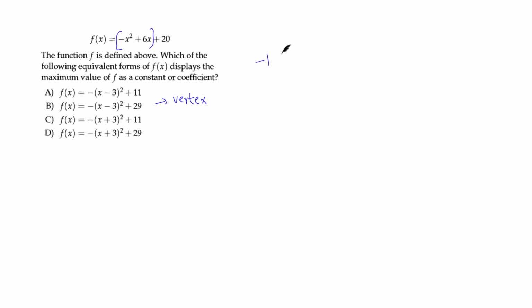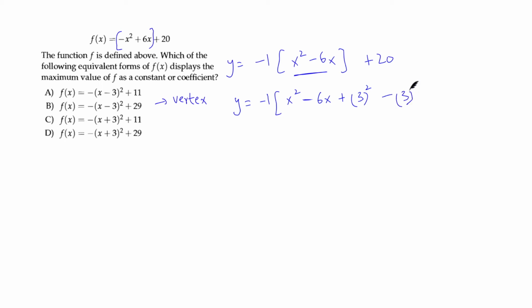I'll take minus 1 as common and I will be left with x squared minus 6x, bracket close, plus 20 will come as it is. This is our function, this is our y. Now this is the bracket that we need to solve. Okay, let's begin. y equals minus 1, x squared. The next step is to consider the coefficient of x, half it and then add the square of that coefficient and then subtract it as well. x squared minus 6x plus 6 divided by 2 is 3. 3 square minus 3 square, close the bracket, plus 20.